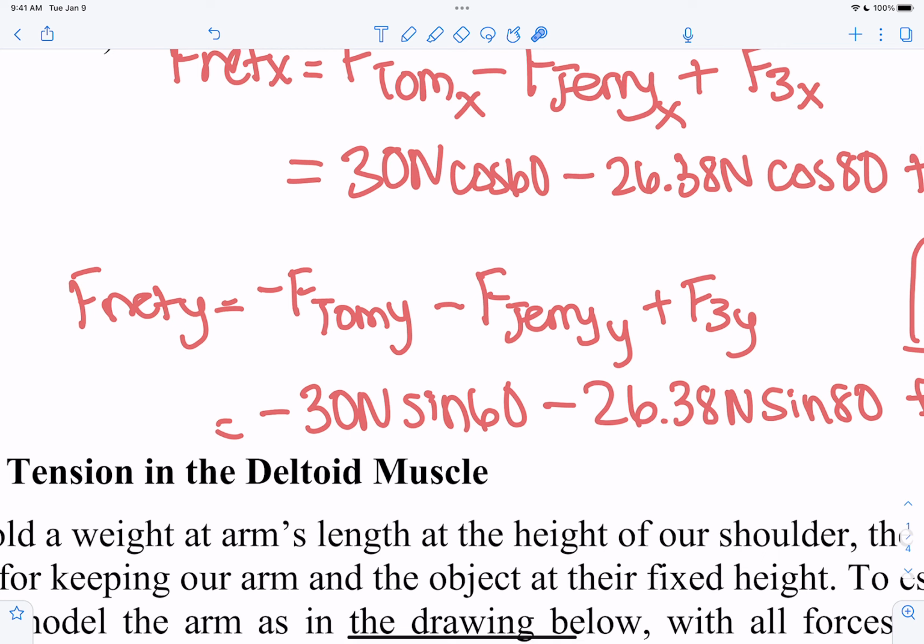Alternatively, you can just say F Tom Y plus F Jerry Y plus F3Y is equal to 0. But then you'd have to throw in your negative signs when you're calculating. That might throw you off. And so I just like to include the negative signs in my equations. So then I can just put in the magnitudes of the forces.